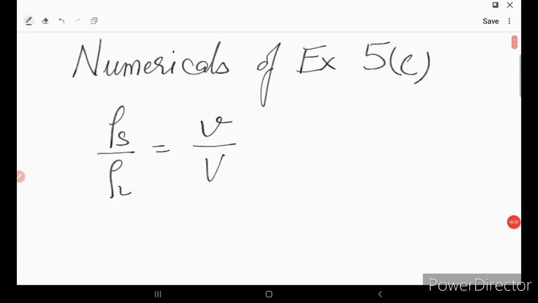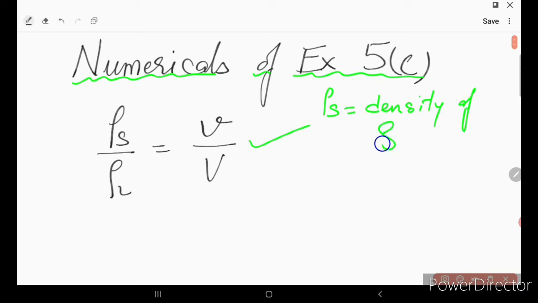This video is for class 9 physics, and in this video we are doing the numericals of exercise 5c, right? And the formula which we are using here is the principle of flotation, where rho s upon rho l equals small v upon capital V.